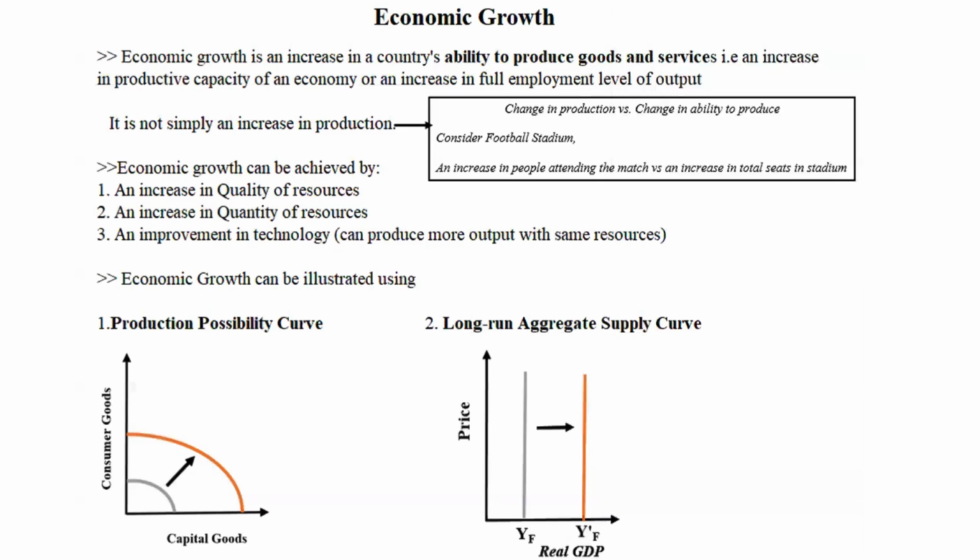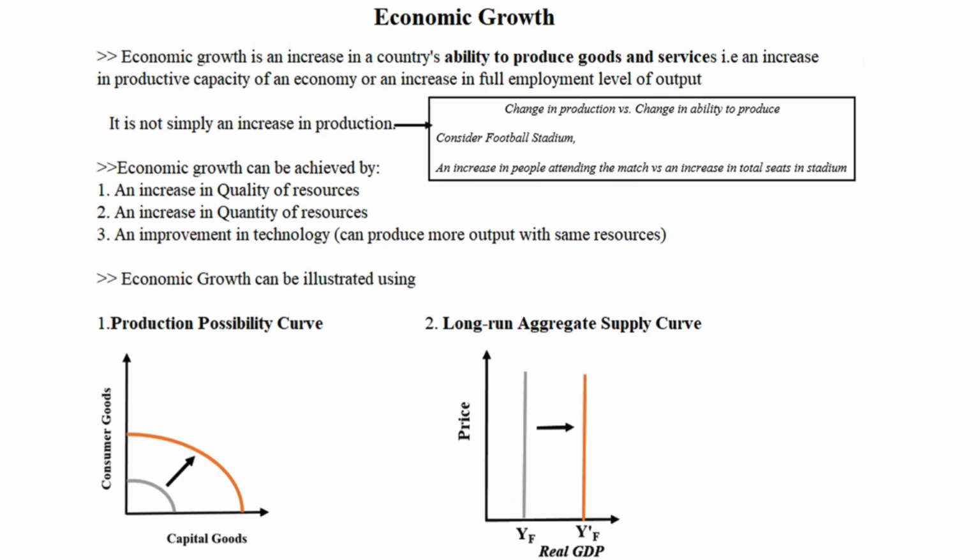Economic growth is an increase in a country's ability to produce goods and services, i.e., an increase in the productive capacity of an economy or an increase in the full employment level of output. Now, this is not simply an increase in production, as there's a difference between a change in production versus a change in the ability to produce. Consider how a football stadium represents an economy.